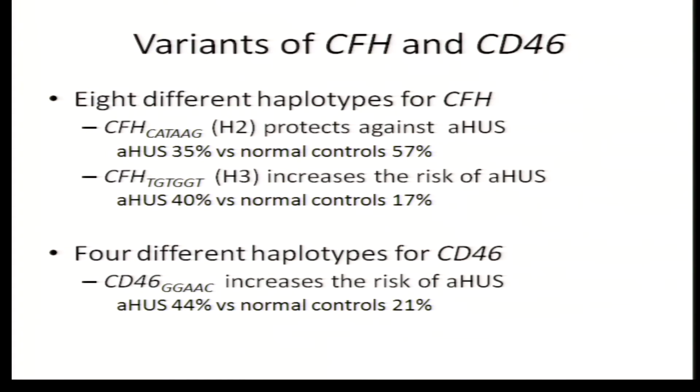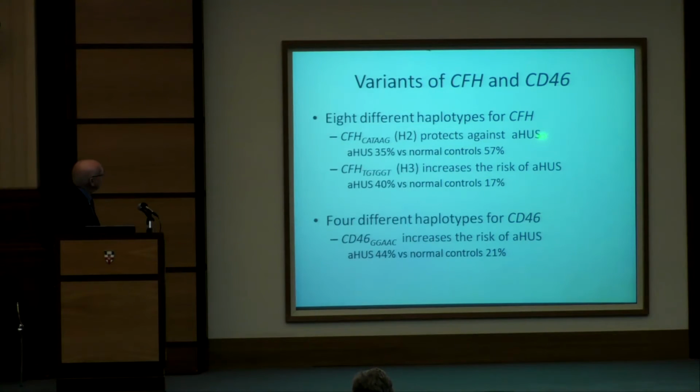Okay. So we know from studies in the normal population and in individuals who have atypical aHUS that CFH has 8 different haplotypes in the population. We know from studying people with atypical aHUS and comparing those with people who don't have aHUS, what we would call normal controls, that there is one haplotype that protects against atypical aHUS and another haplotype that seems to increase the risk of aHUS if you also carry a rare variant, a mutation, either in factor H or one of the other genes. So CFH C80AAG, which is also called H2, protects against aHUS.